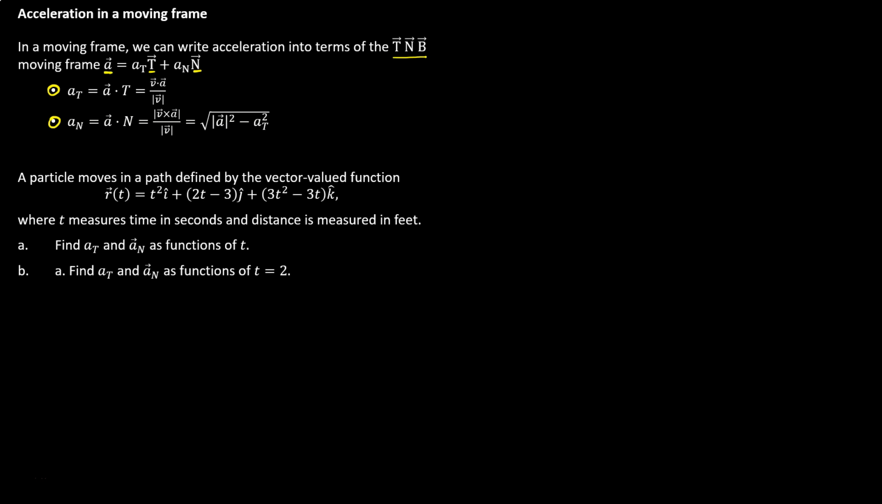So let's start by finding v, the velocity vector, which is simply the first derivative of our position vector. And if we're looking at a position vector like t squared i hat, 2t minus 3 j hat, 3t squared minus 3t k hat, our first derivative would look like 2t, 2, 6t minus 3. And then acceleration would be the second derivative. So that would look like 2, 0, 6. And then dot those two together.